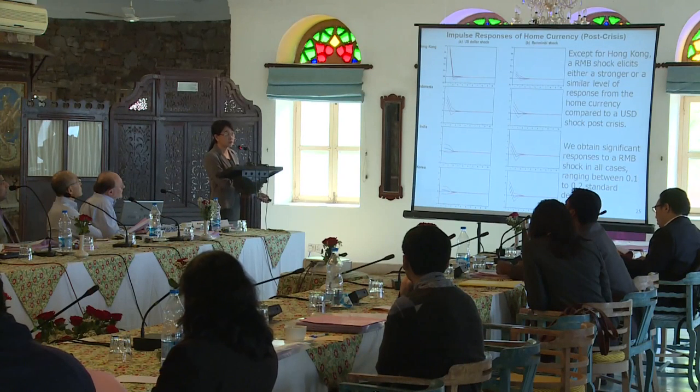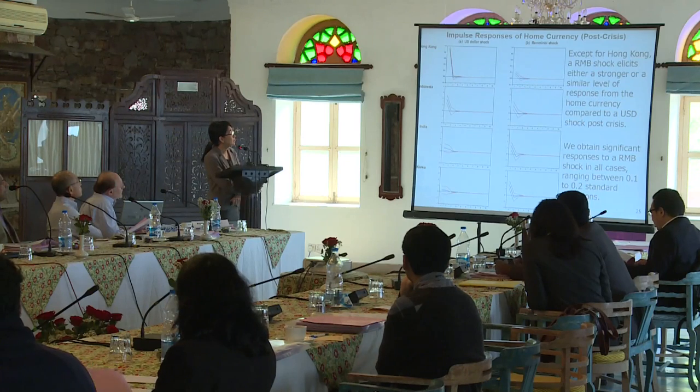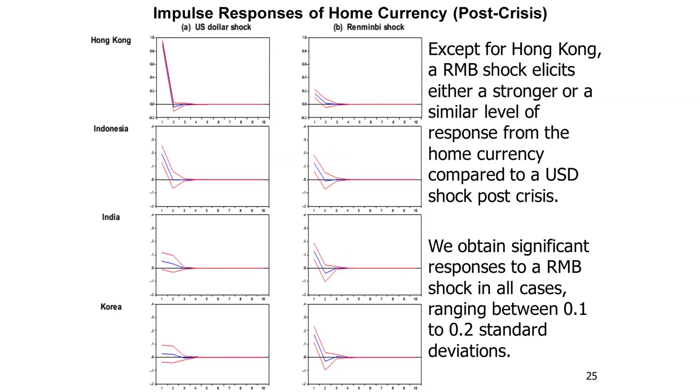These are the charts for the post-crisis period. Except for Hong Kong, we see that the renminbi shock now elicits a stronger or similar level of response from the home currency compared to a US dollar shock. So we obtain significant responses to a RMB shock in all the cases, ranging between 0.1 to 0.2 standard deviations. So that would be the right-hand side for these two slides.